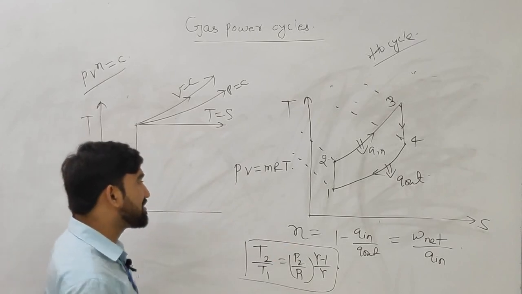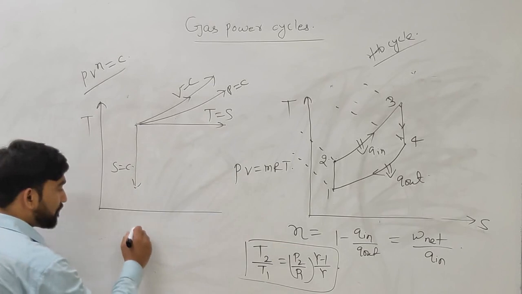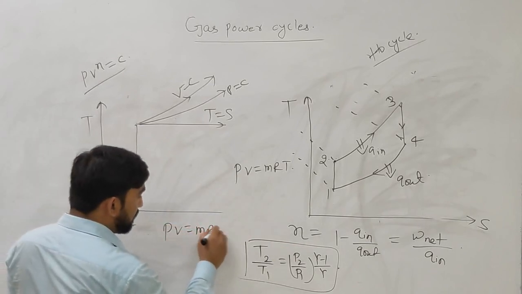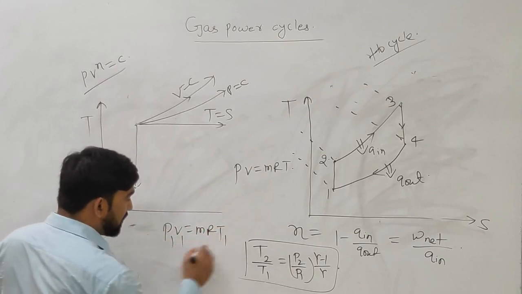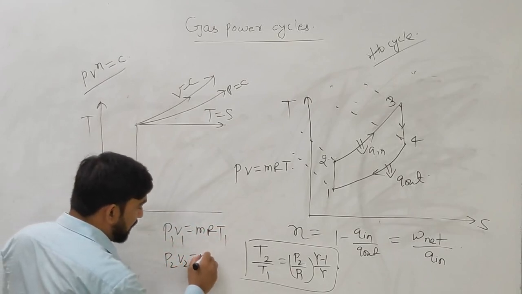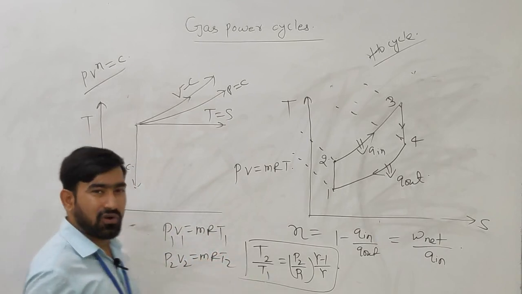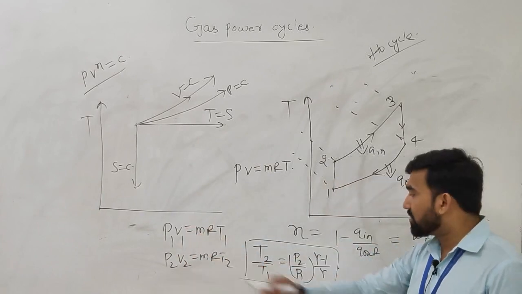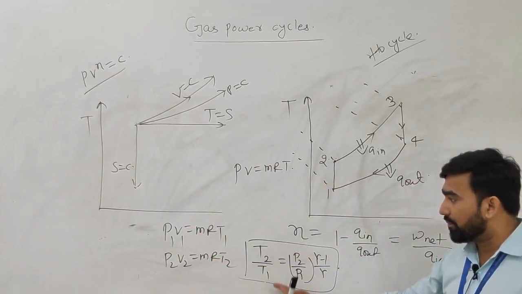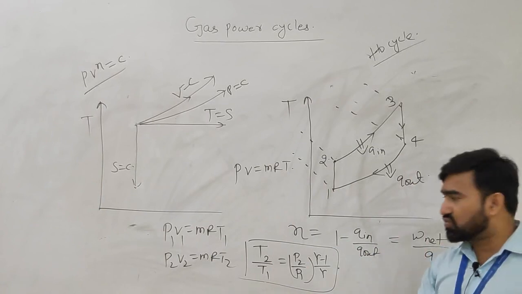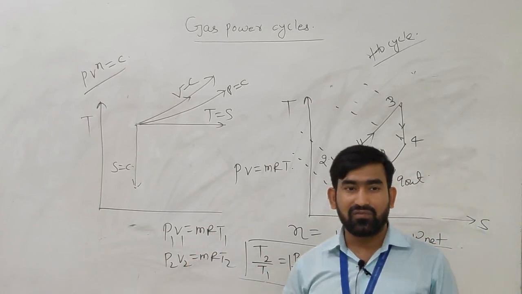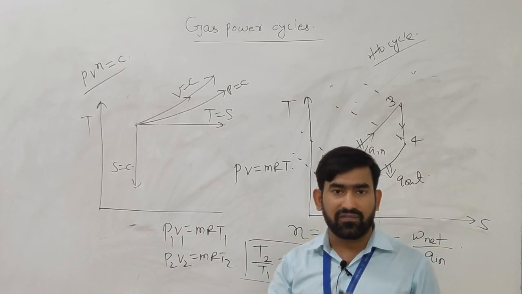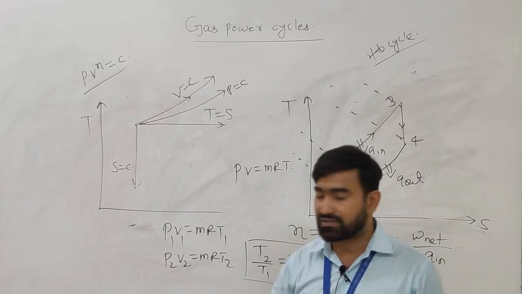And in case of constant volume or constant pressure, what will we do? PV equal to MRT, or P1 V1 equal to MRT1, P2 V2 equal to MRT2. So in case of constant volume process or constant pressure process, we will apply this equation, and in case of isentropic process, we will apply this equation. With the help of these two kinds of equations, we can find all the unknown temperature, pressure, or whatever it may be at all the salient points.